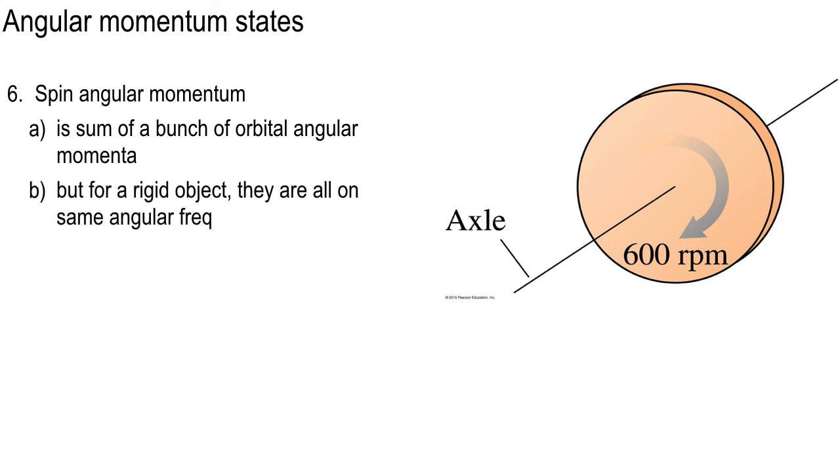But here's the interesting thing. For a rigid object, they're all going at the same angular frequency. Ooh, I should have written that angular velocity. Okay, write angular velocity there. And for this, angular velocity is 600 RPM. How many rotations per minute?